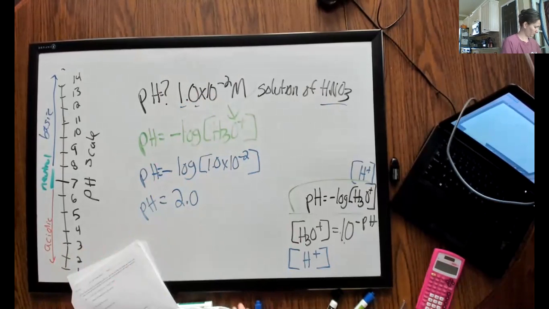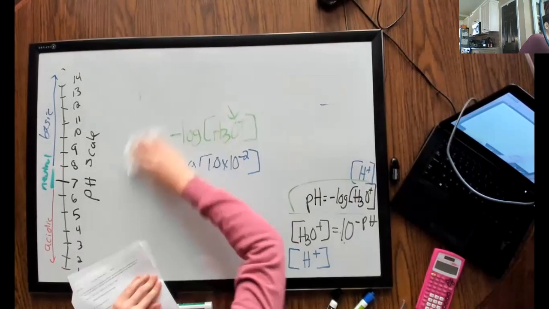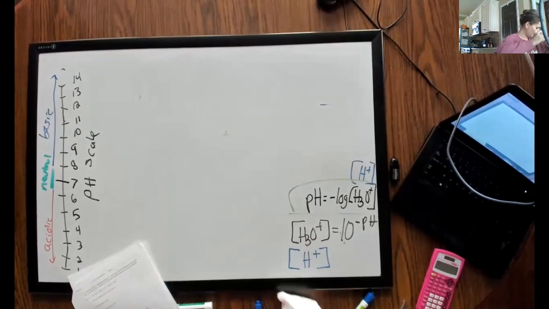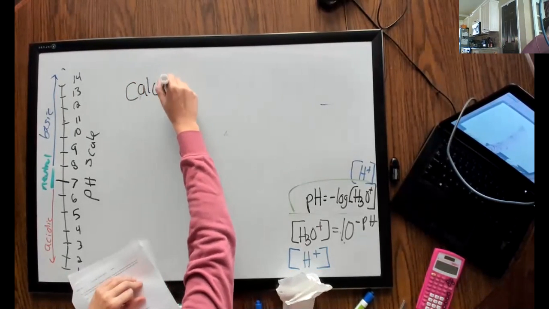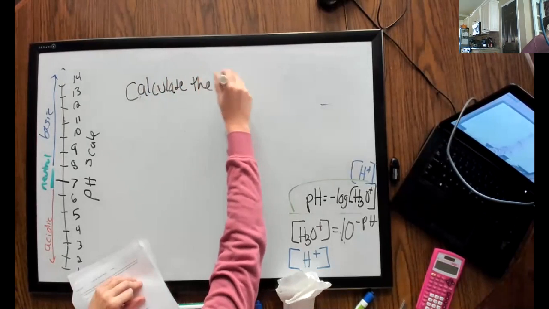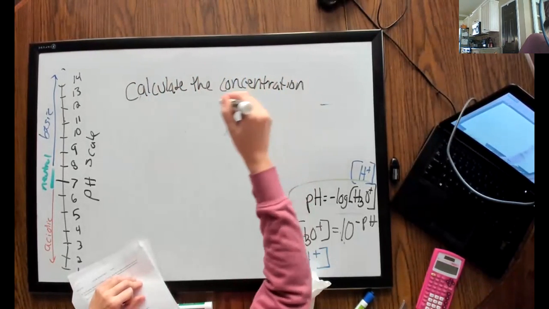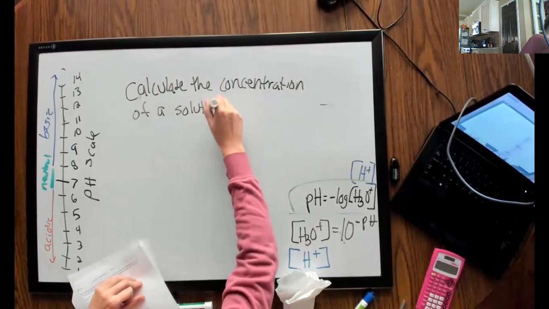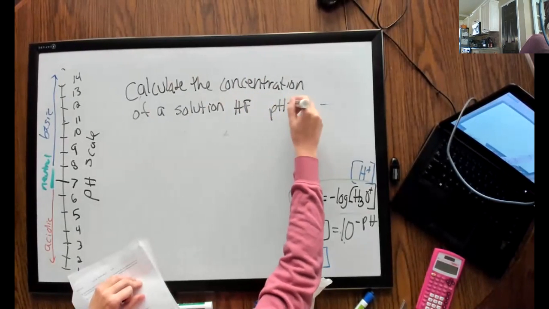All right, let's look at the next one. So number 28, it is asking us to calculate the concentration of a solution of hydrochloric acid with a pH equal to 3.